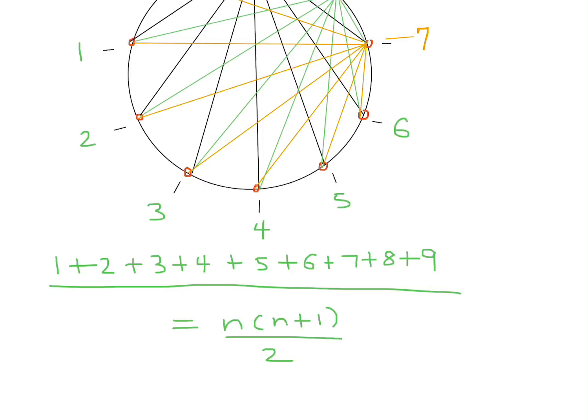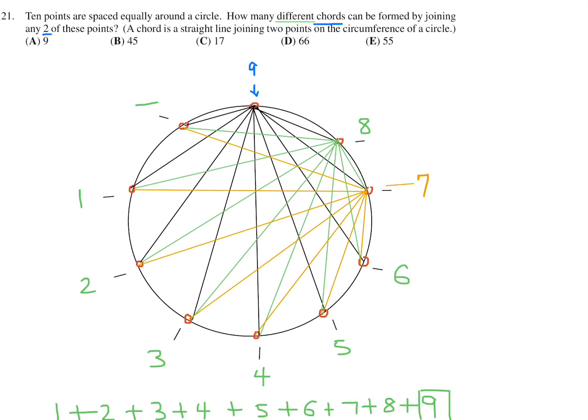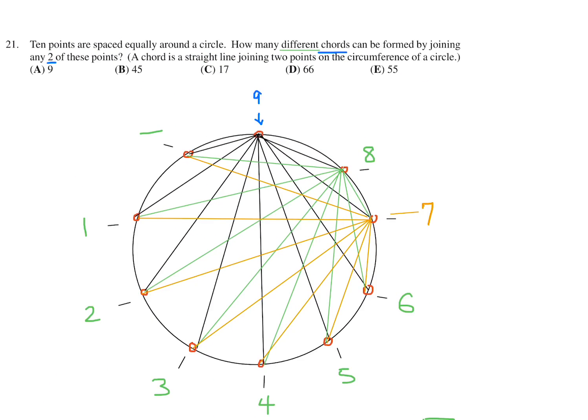But if you have a very long one, like 1 through 4,000, you're not going to sit there with your calculator going 1 plus 2 plus 3 plus 4. So this is a very nice formula, and this is going to come up again and again. It'll probably even come up during this video again. So n is, of course, representing the final number. So if we put that in, you'll get 9 times 10 over 2, which is, of course, 45. And that would be choice B.